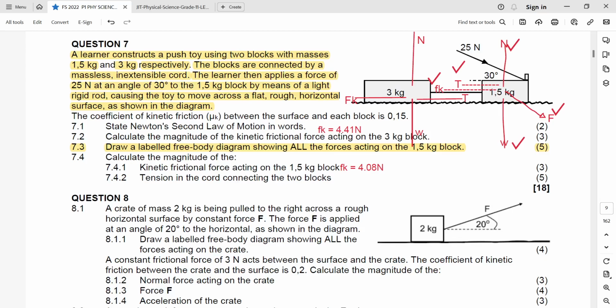So on the 3 kg block, we will have forces acting on it, which is now tension minus the Fk, which is equal to ma. So the value of the tension is unknown. The value of Fk, we know it is 4.41 newtons, is equal to the value of mass, which is 3. And then what else are we looking for?